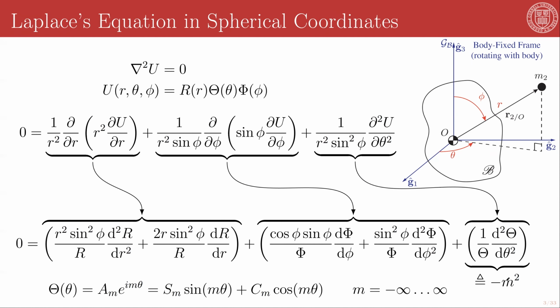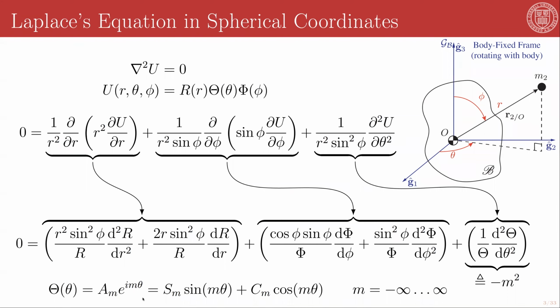For our first separation, we are going to use separation variable negative m squared, and we're going to set this third term, 1 over capital theta times the second derivative of theta with respect to coordinate theta, equal to negative m squared. This is a harmonic oscillator expression. We know that the standard solution for this has the form a sub m, for some constant a sub m, times e to the i m theta, and m here can take any value from negative infinity to infinity.